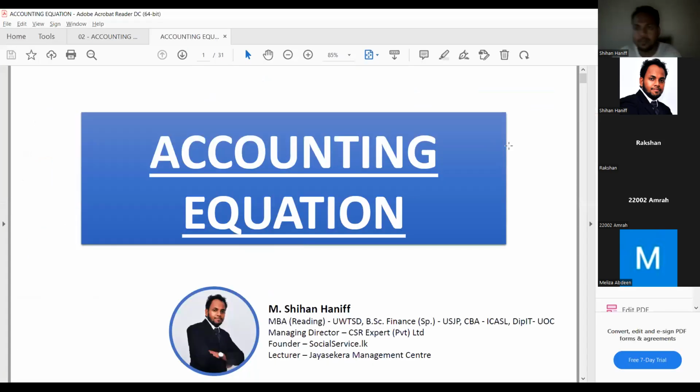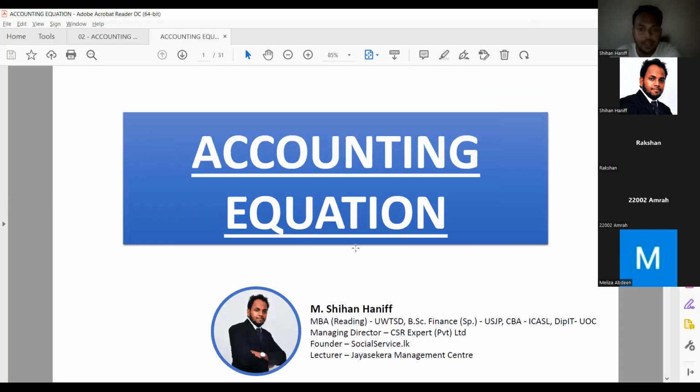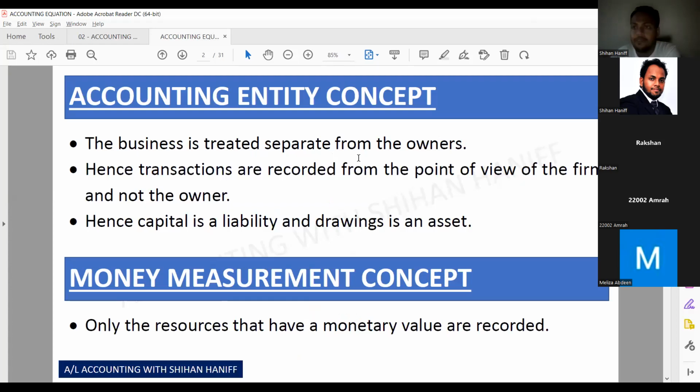Let's go to a small presentation. Accounting equation. There are a few concepts that we need to understand. Number one, accounting entity concept. What is the accounting entity concept? It says a business is treated separate from the owners. As I said earlier, owner and the business are considered as two separate parties. So this is the accounting entity concept.